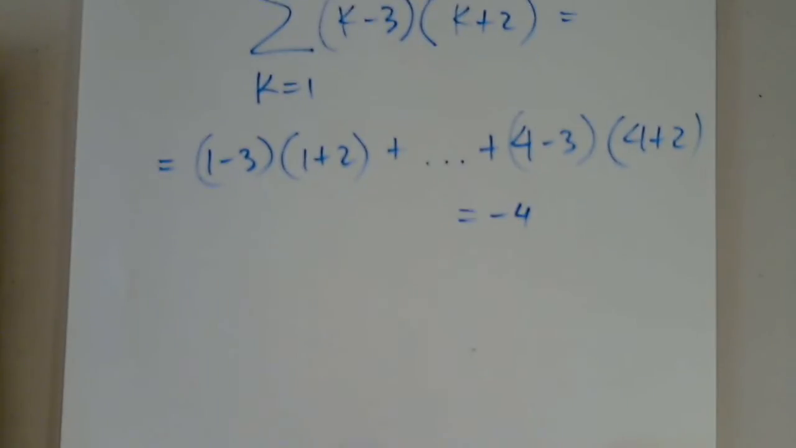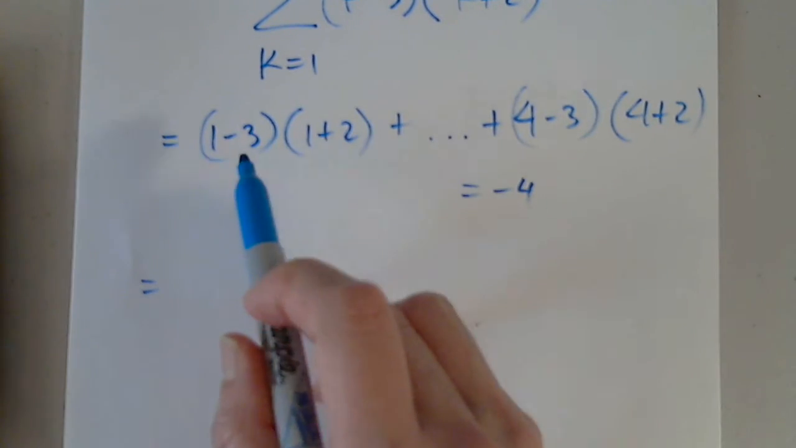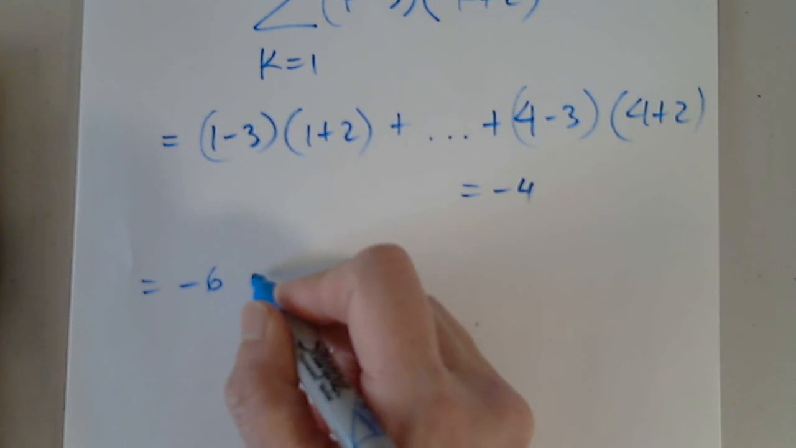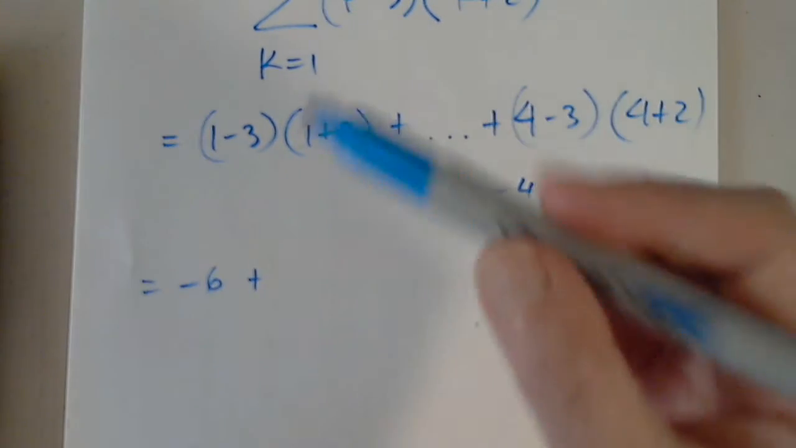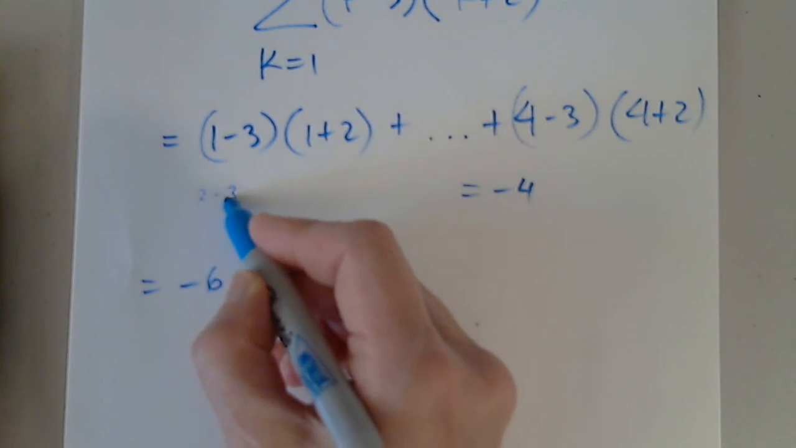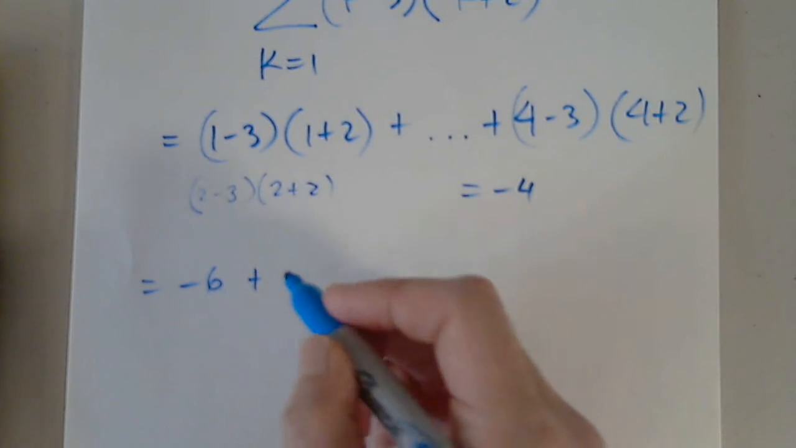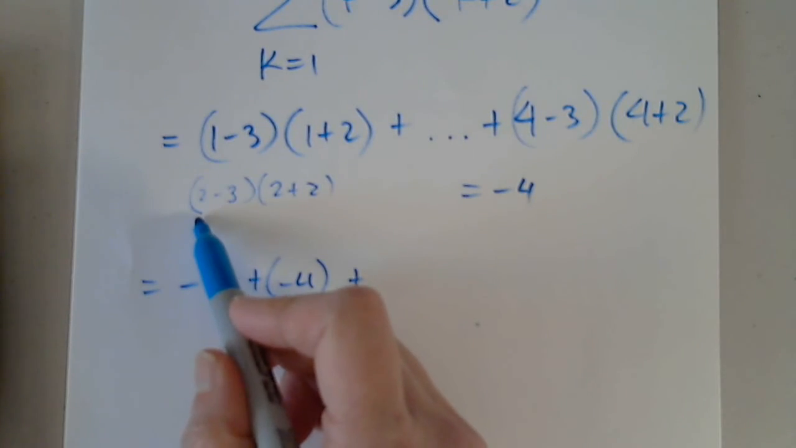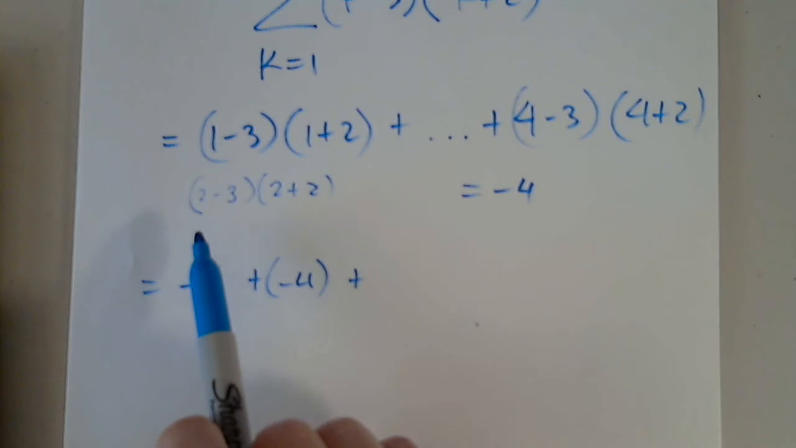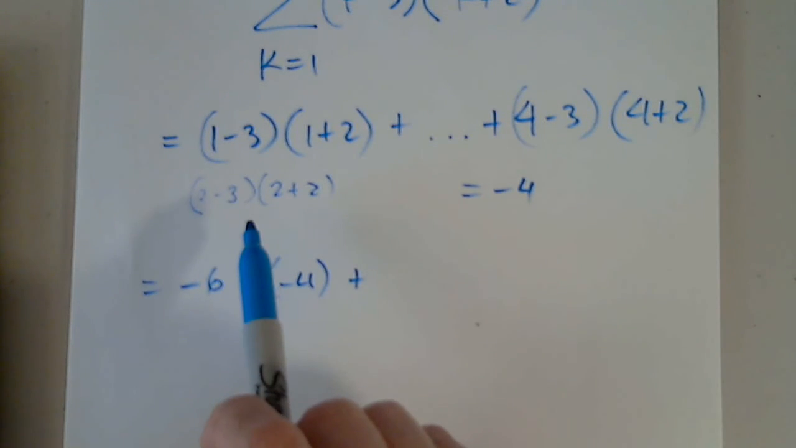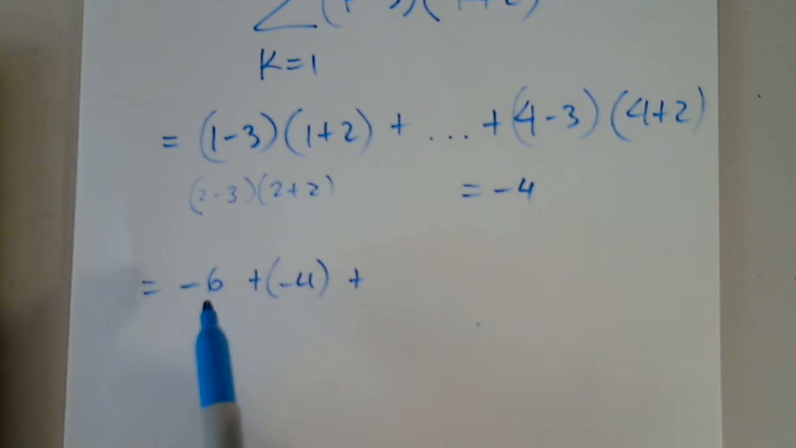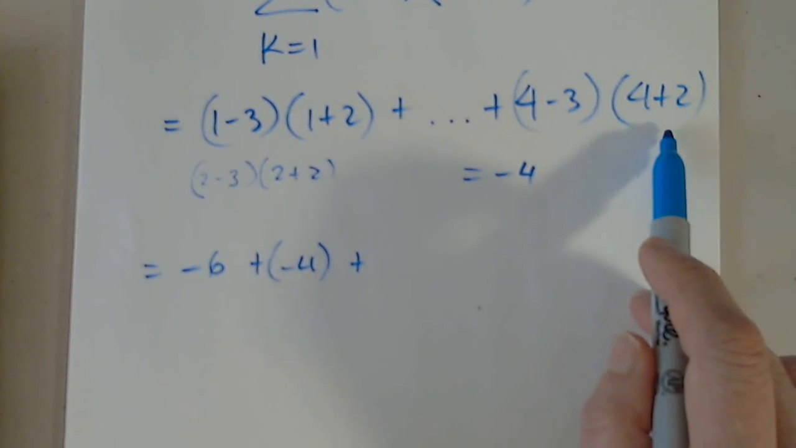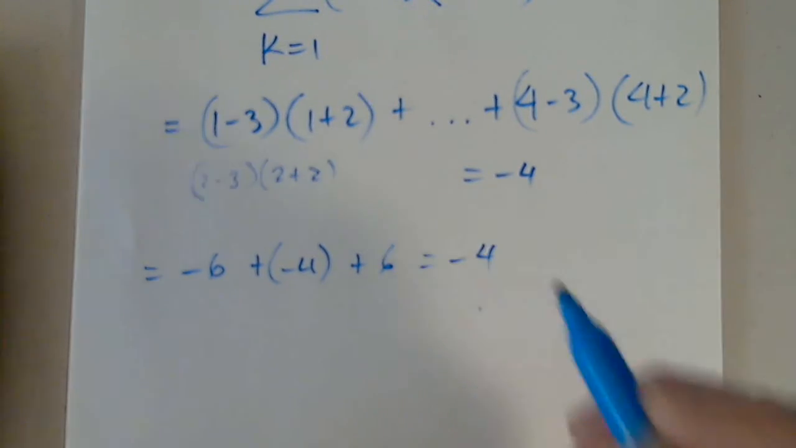We can take the time and calculate by hand. So 1 minus 3 is -2, and this is 3. -2 times 3 is -6. Plus the next one. The next one will be 2 minus 3 and 2 plus 2. So this will be -1 times 4, and -4 plus. The next one will be 3 minus 3, which will be 0. Okay, that's good. So k equals 3 is 0, and k equals 4 is this. So 1 times 6 indeed is -4.